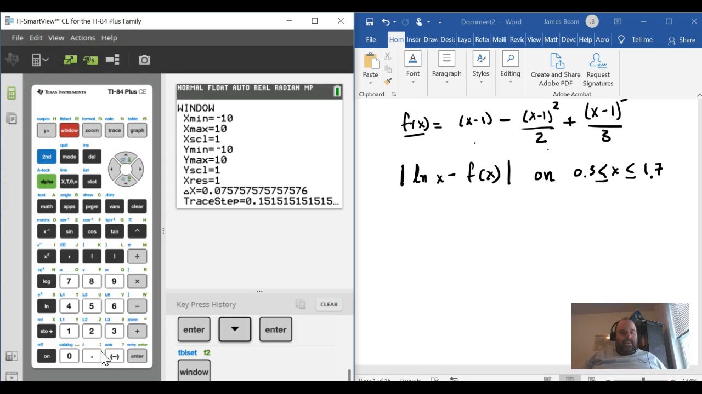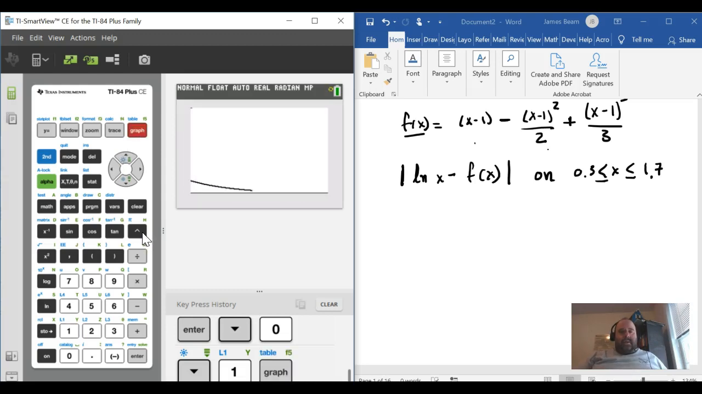So my window wants to go between 0.3 and 1.7, and I just did an absolute value, so my y's should always be positive, so let's have it go between maybe 0, and it's probably going to be pretty small, so let's make it 0 and 1, and let's graph. All right, so there's my curve. My maximum happens to be on the left hand side here, right? So this is going to be at 0.3, so let's go and figure out where that maximum error is.